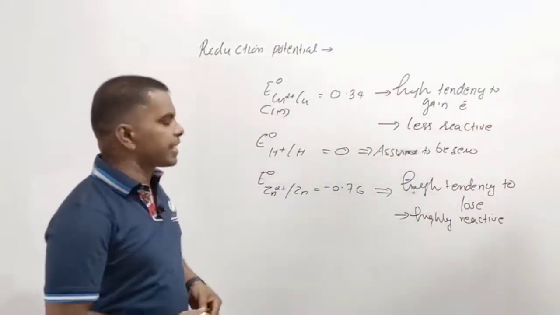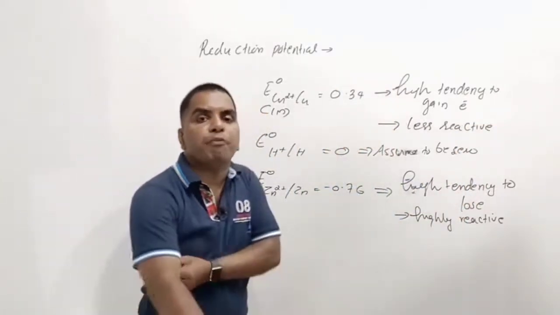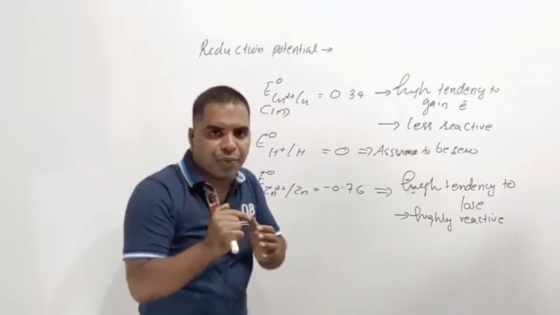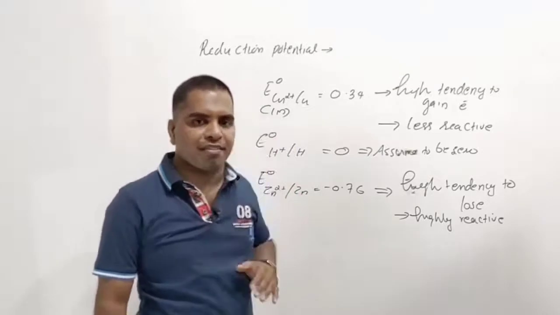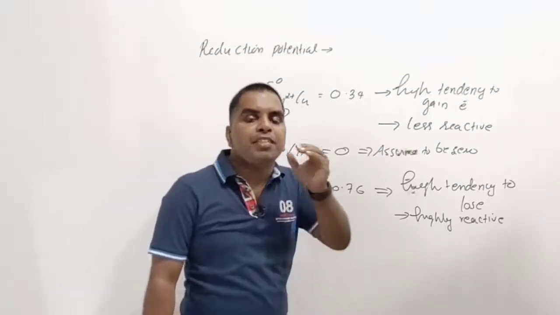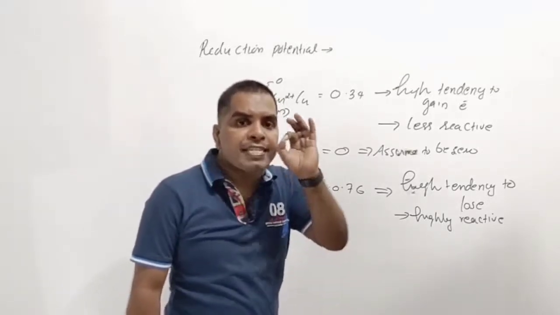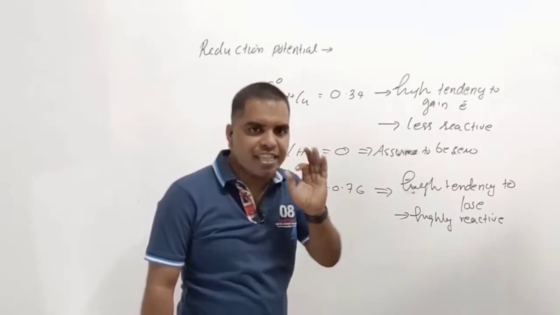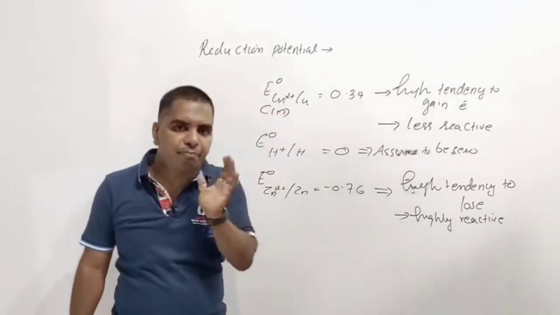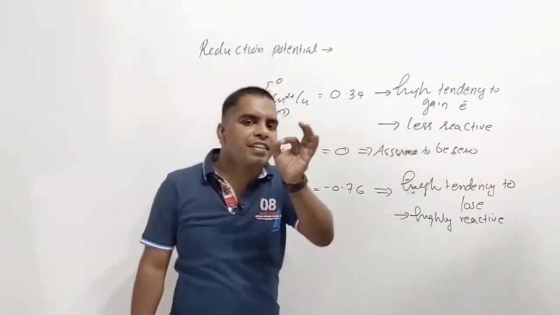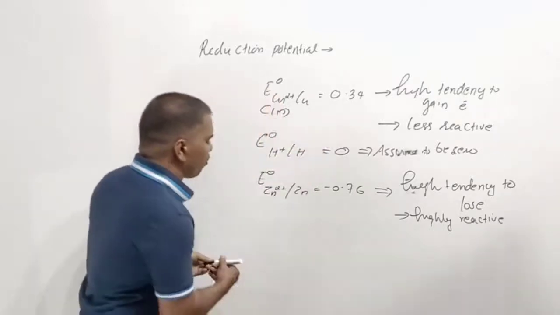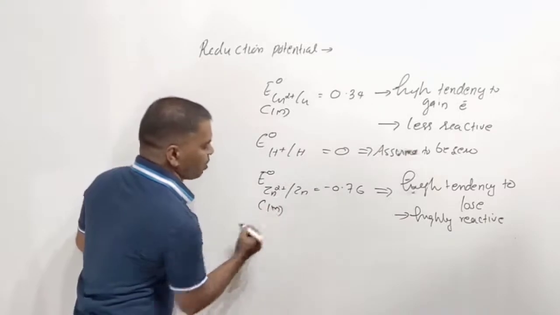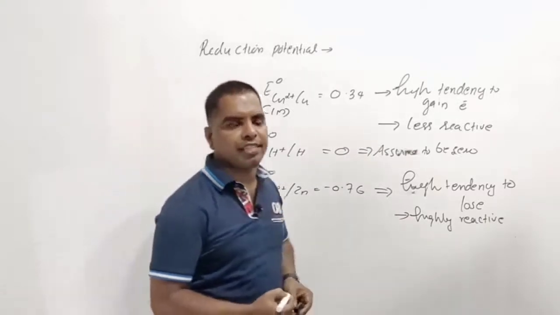Reduction potential means the measure of the ability of an electrode to gain electrons. Reduction potential measured by coupling with a standard hydrogen electrode is termed the standard reduction potential. For standard reduction potential, the coupling half-cell concentration should be 1 molar, right?